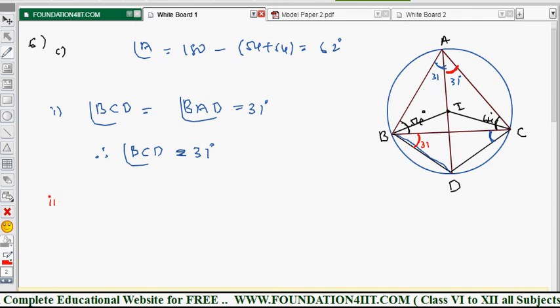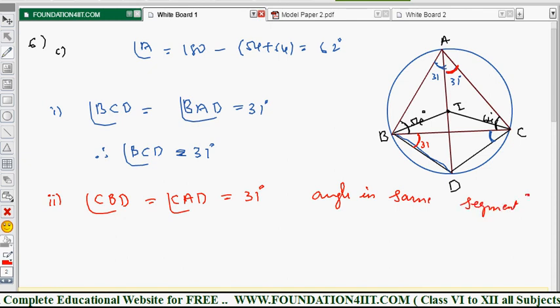That means angle CBD is equal to again CAD, right? Angle CAD, if you observe, is also 31 degrees because angles in the same segment are equal. So this property is applied for both.